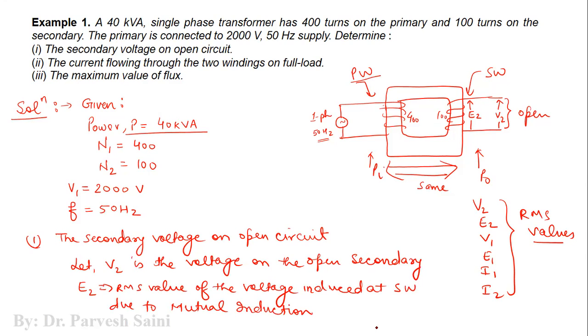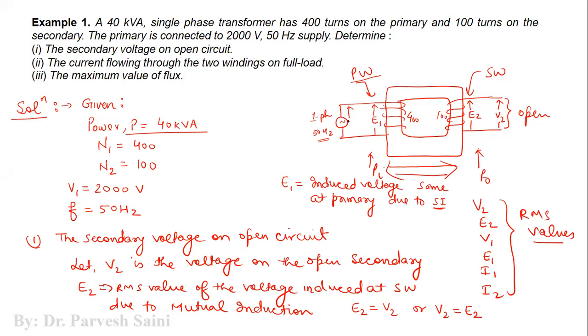Now in this case these two are same. Let us assume that these two voltages are same: E2 is equal to V2, or you can write V2 is equal to E2. Similarly, E1 is the voltage induced at the primary winding because of self-induction, and the voltage applied here is V1. V1 is given to us as 2000 volts, so it is equal to E1. These voltages are same.